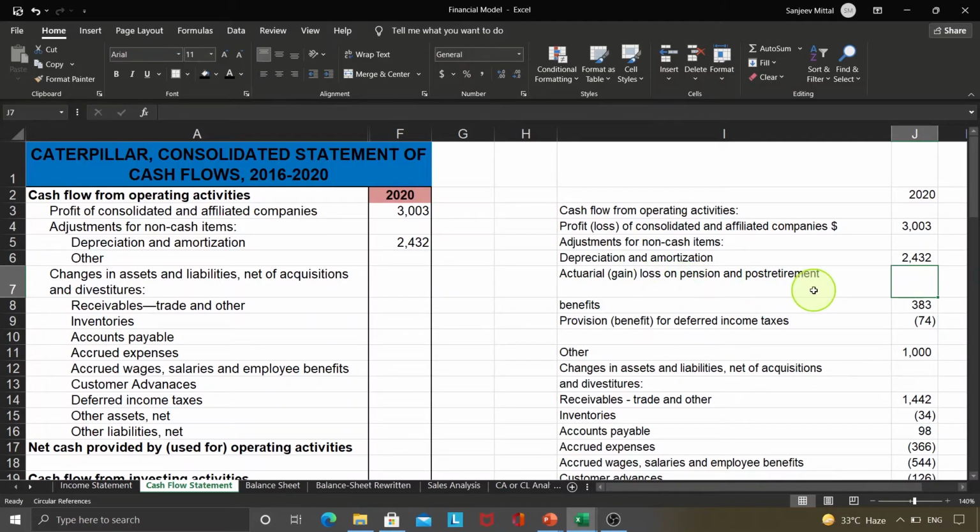As per the annual report, you can see that there is one column of actuarial gain or losses on pension and post-retirement. But I have not prepared that thing here. I have prepared a column reflecting others. So we already know that we have used these two details.